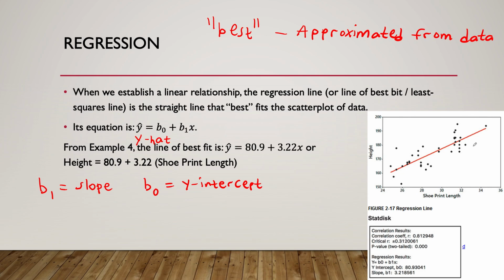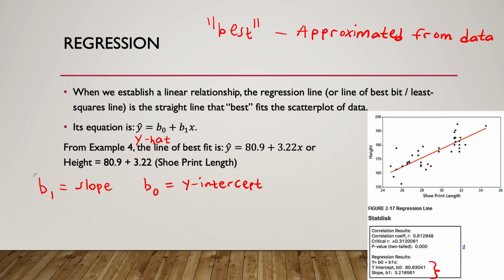Alright, so using this graph that we've shown down here, we see the line of best fit for the scatter plot is this: y hat is equal to 80.9 plus 3.22x, which we could see based upon the StatDisk output down here, the last two entries.